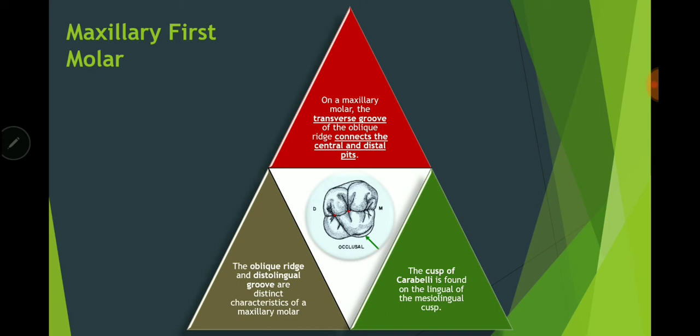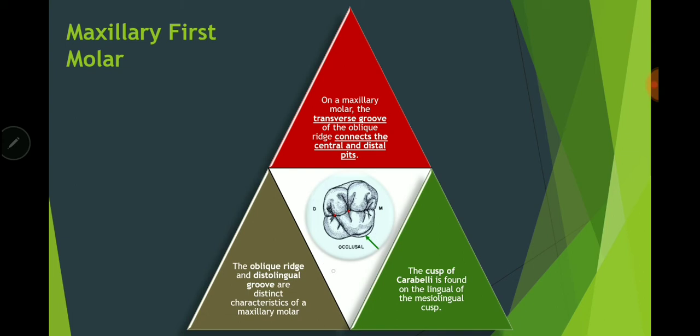So the maxillary first molar has an extra cusp, which is called the cusp of Carabelli. If you have been studying all this long, or you are already a dentist, you should know that these teeth have a cusp of Carabelli, which is depicted by the green arrow, okay?